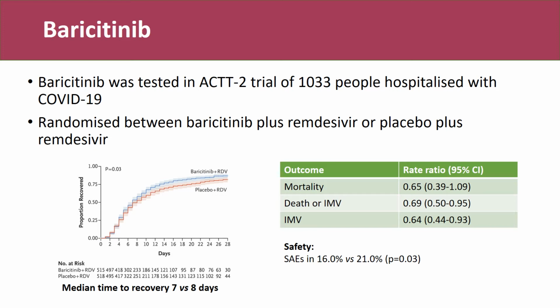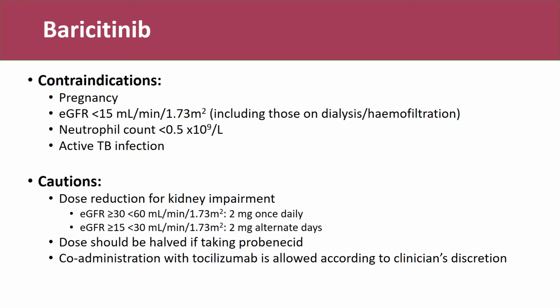In terms of safety, baricitinib was very well tolerated, and in fact, serious adverse events were less common in participants allocated baricitinib compared to those allocated placebo. The main contraindications of baricitinib include pregnancy, an eGFR of less than 15, including those on dialysis or hemofiltration, a neutrophil count of less than 0.5, and current active tuberculosis infection.